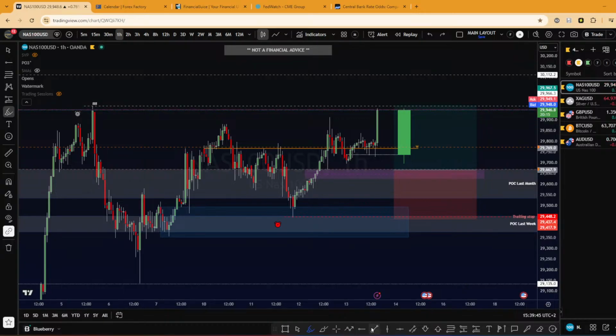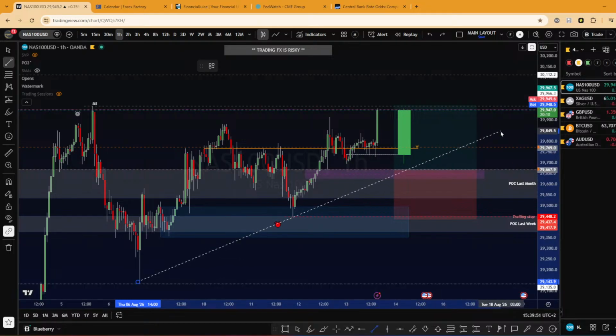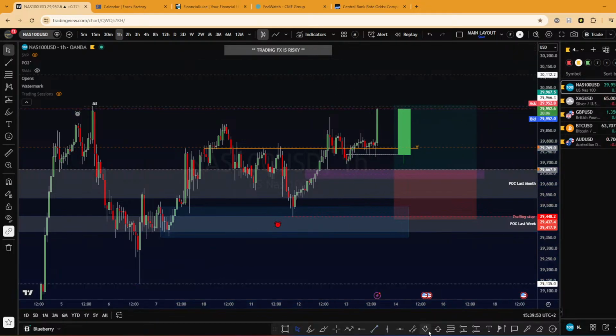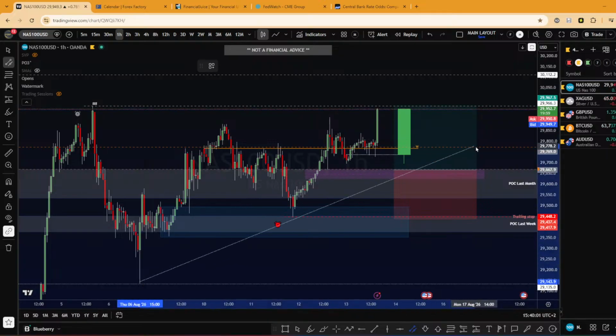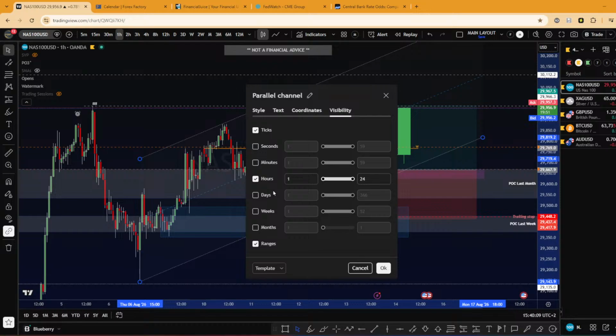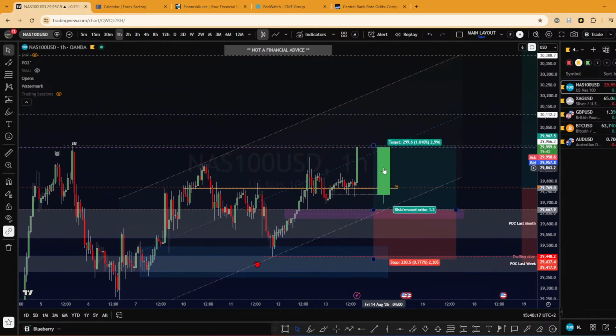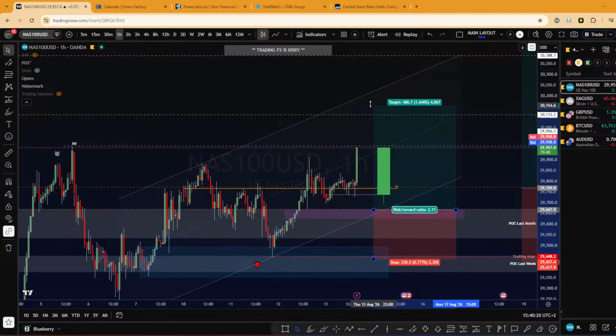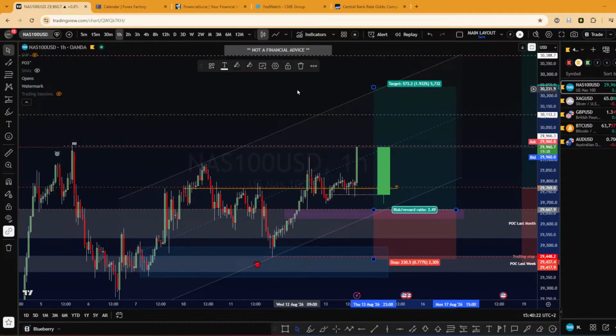Also mark up this trend, and even this channel. Let me mark up the channel. It's the parallel channel tool. Use it like this. Up. All right. Make it only visible on 1 hour. See. So this could give us some room to target the top of the channel.